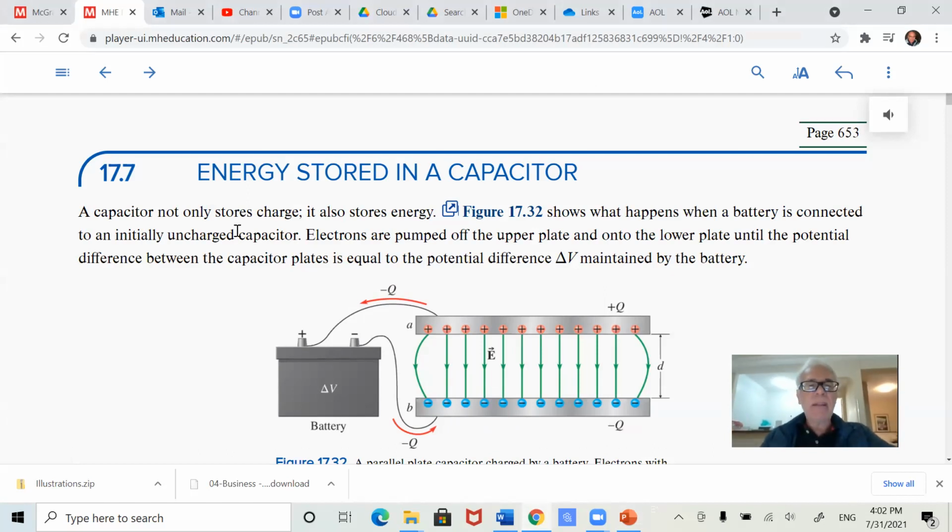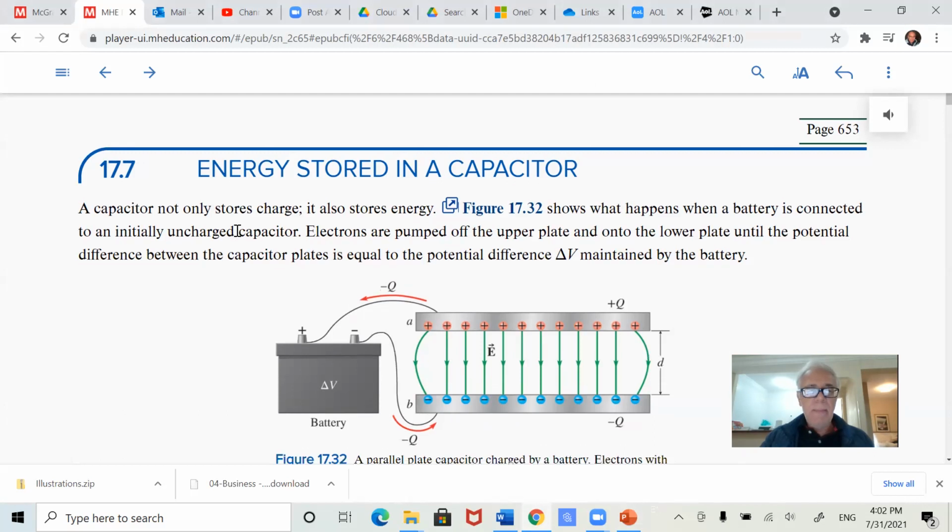But a qualitative way of understanding that is just by imagining that you can collect negative charges on one plate and shove them on another plate.